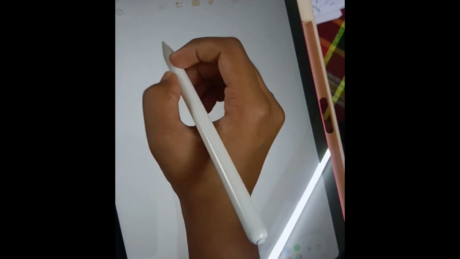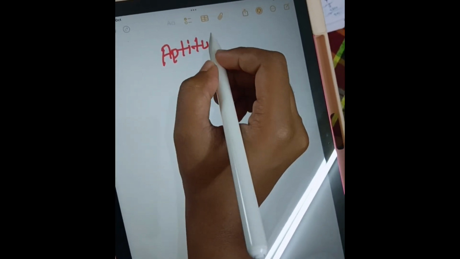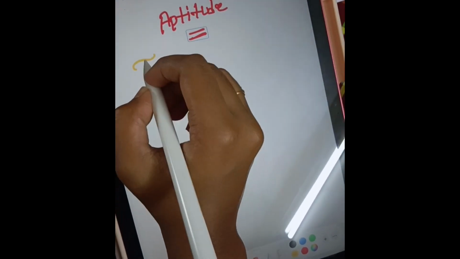In this session, we are going to learn an aptitude topic. Today I will be teaching aptitude. Today's topic is time and work. So now let's begin.